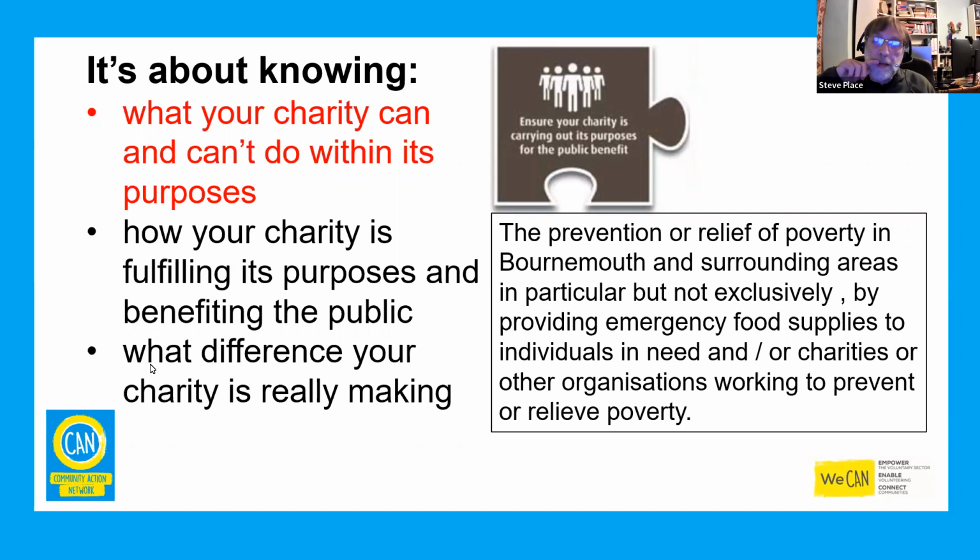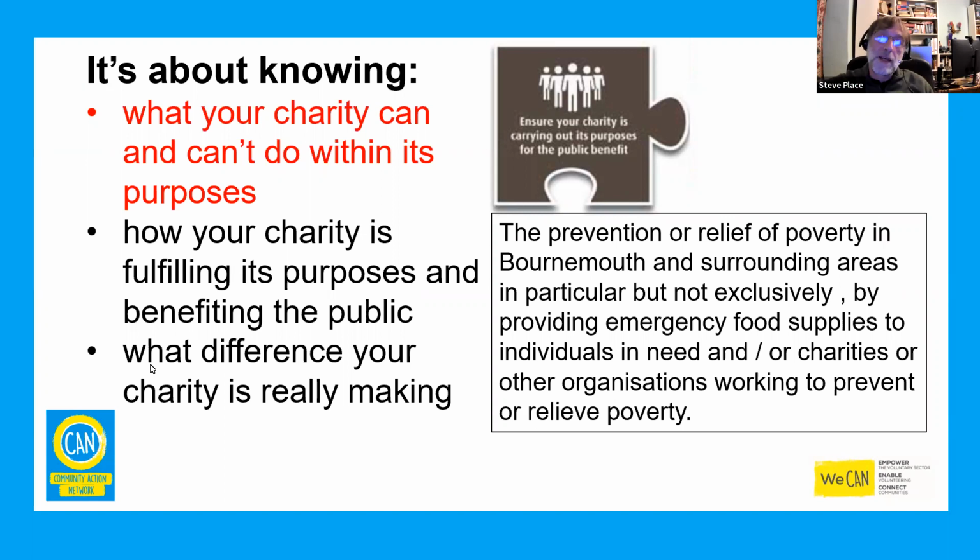what's got to be the reason for providing the emergency furniture? Preventing or relieving poverty. Yes, because that's their charitable purpose. Their charitable purpose is the prevention and relief of poverty. The rest of this clause is just a description of how they do it. And they put "in particular, but not exclusively", so actually it does give some wriggle room.